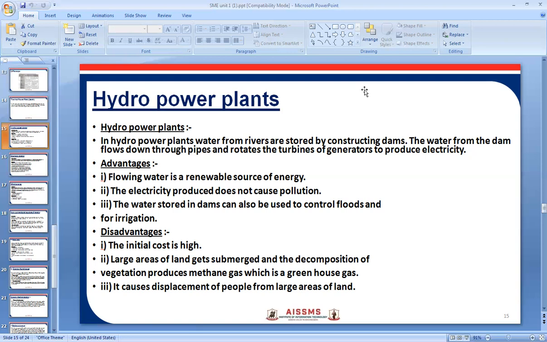Then what is the function of a dam? A dam is a structure of considerable height built across the river. Its function is to provide the working head of water for the power plant and to increase the storage capacity of the reservoir. This is the main function of a dam.